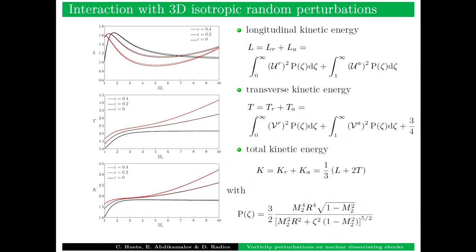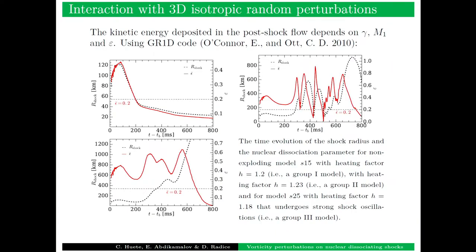To put that into space, we have solved... my co-worker Nazar did the computation by using a 1D code in order to parameterize how the shock front, the shock intensity, the Mach number, and the value of the dissociation parameter evolve as a function of time. Okay, for three different scenarios, depending on a parameterized heating factor. It is found that for a sufficiently low heating factor, the radius of the shock goes like that. We may have very strong oscillations when the heating parameter is sufficiently high.